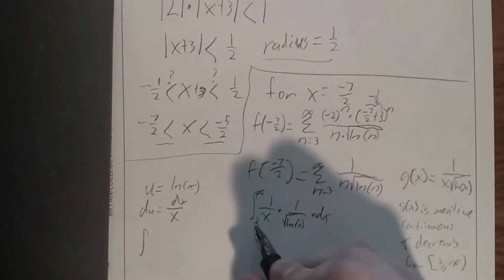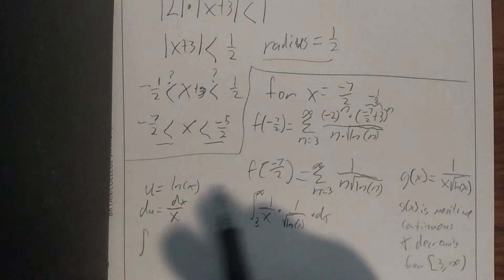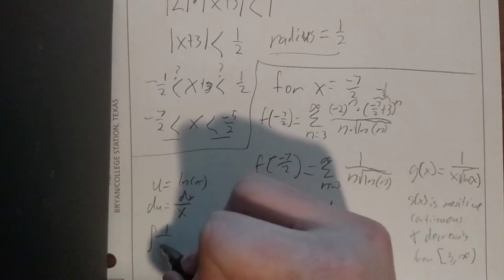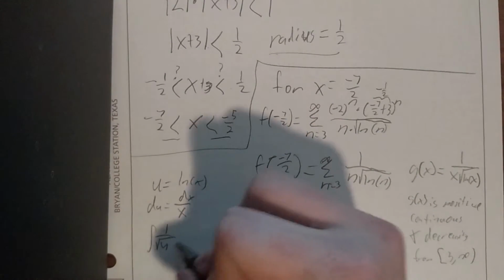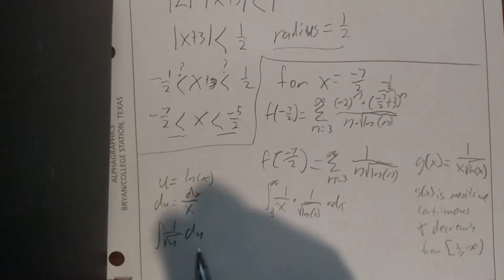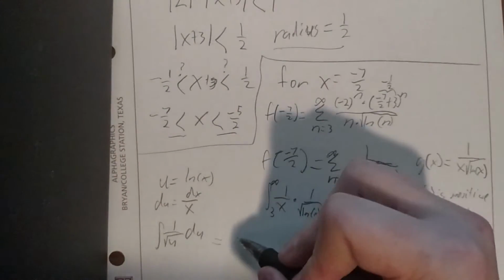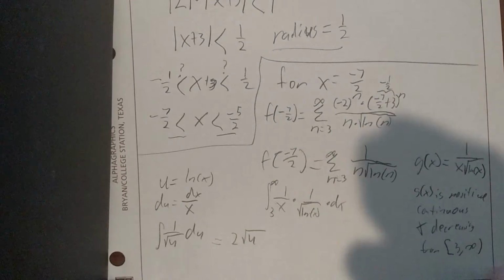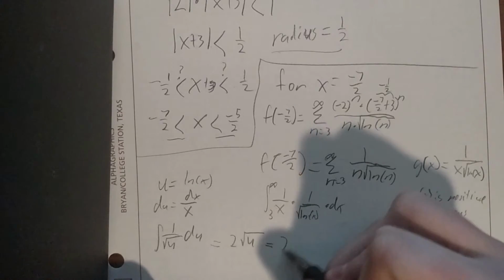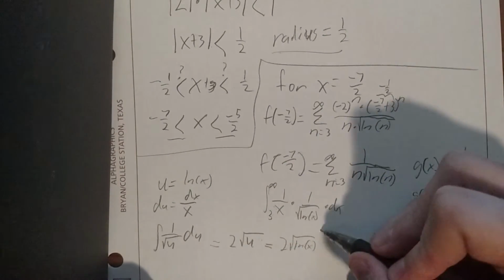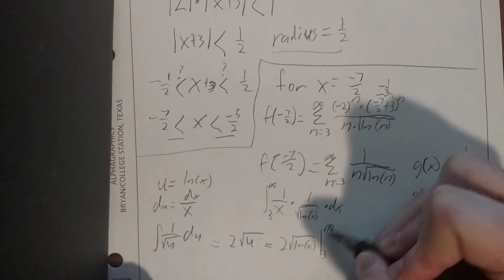We have to leave out these bounds because I don't want to put in what u is equal to, of 1 over square root of u du. And then when we integrate that, we get 2 times the square root of u, which is equal to 2 times the square root of the natural log of x. Bring back the bounds from 3 to infinity.